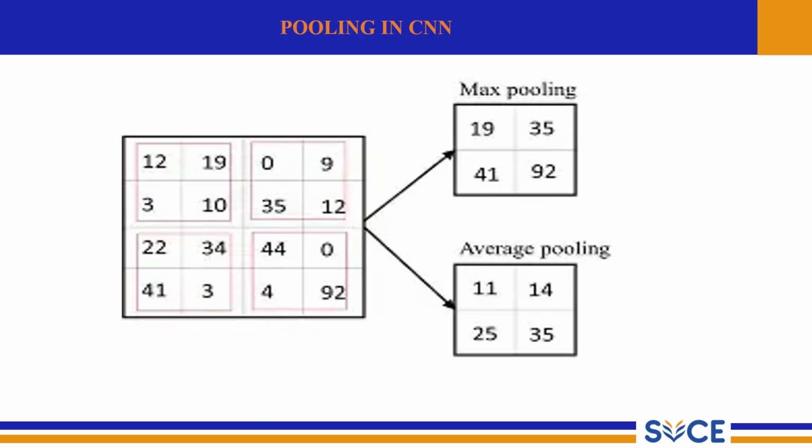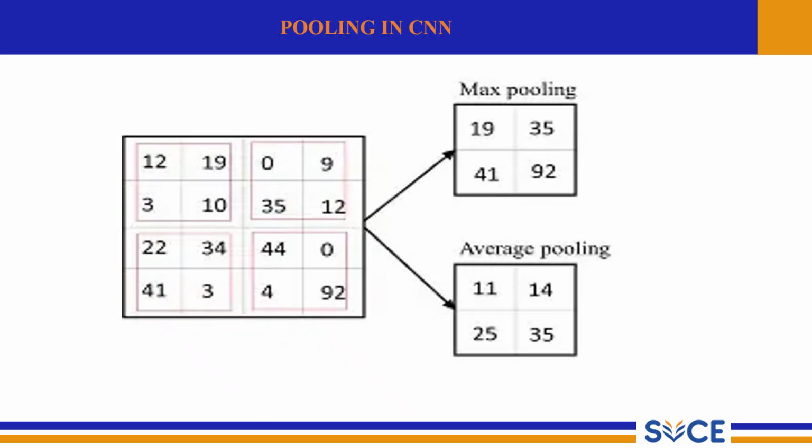Then average pooling. The second technique shown in this figure is average pooling. Instead of selecting the maximum value, average pooling computes the average of all values in each region. For the first region, the values 12, 19, 3 and 10 are added and divided by 4, giving an average of 11. In the second region, the average of the values 0, 9, 35 and 12 is approximately 14.